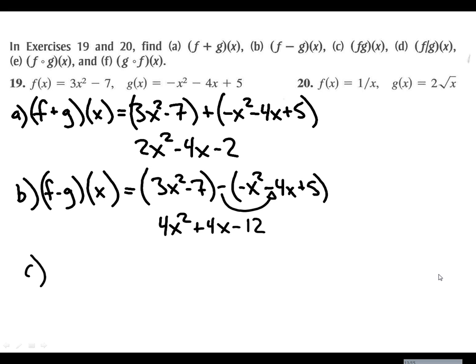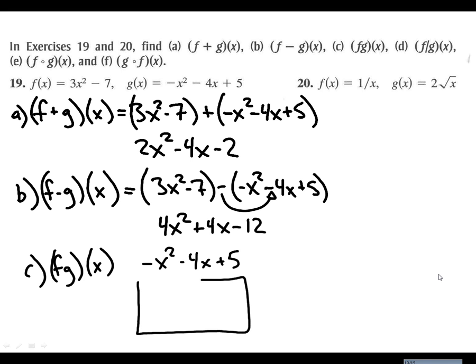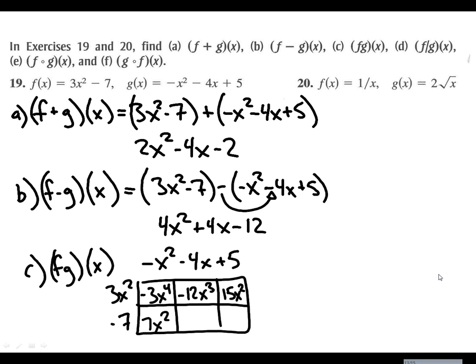Let's go ahead and multiply these two things together for fg of x. And on this one, I would recommend the box method, negative x squared minus 4x plus 5 times 3x squared minus 7. So we're going to have negative 3x to the 4th. We're going to have negative 12x cubed. We're going to have 15x squared. We're going to have 7x squared. We're going to have 28x. And we're going to have minus 35.